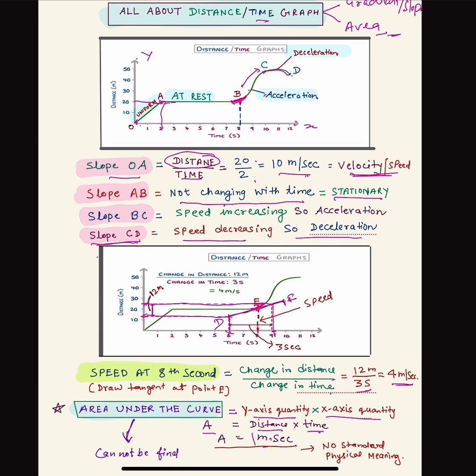So this is not right. There is no standard physical quantity. Area can never be meter times second. So it doesn't exist. That's why we cannot find area under the curve for a distance time graph.